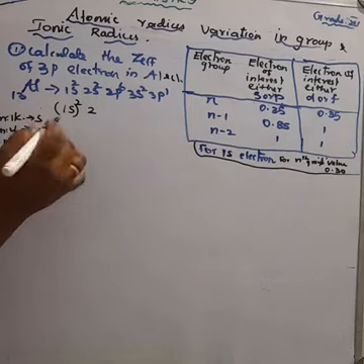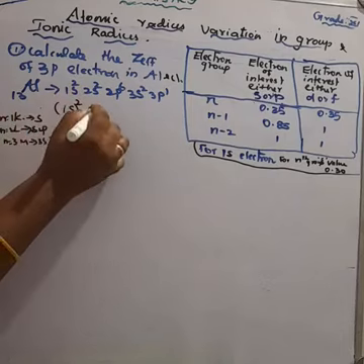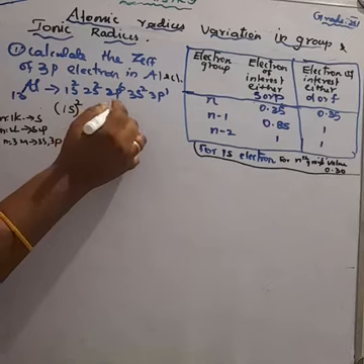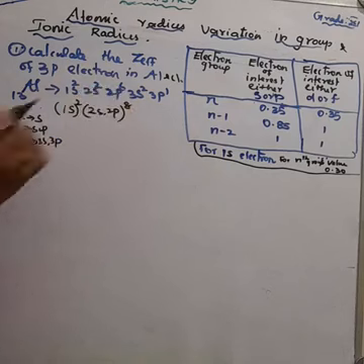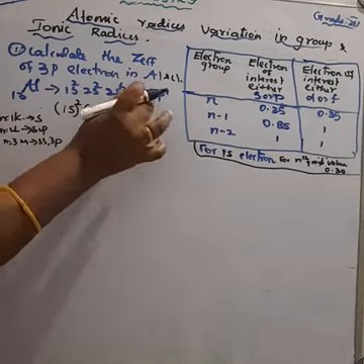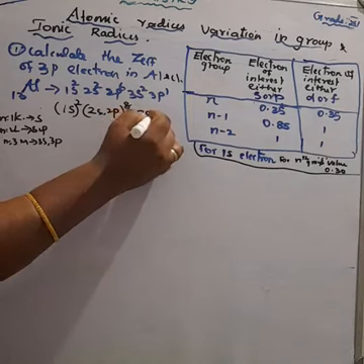First, the 1s2, 2 electrons, is one group, and the second group is 2s and 2p electrons together. In 2s 2p, how many electrons are there? 6 plus 2, 8 electrons. And in 3s and 3p, how many electrons here? 3 electrons.